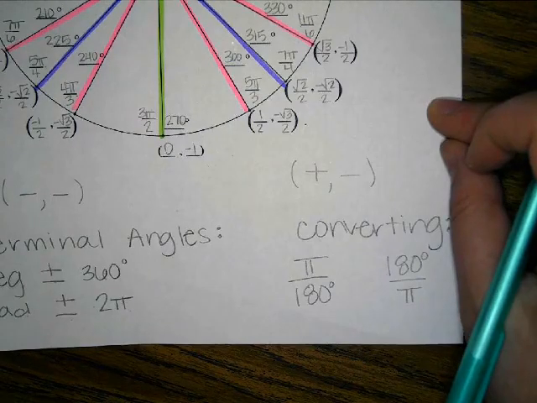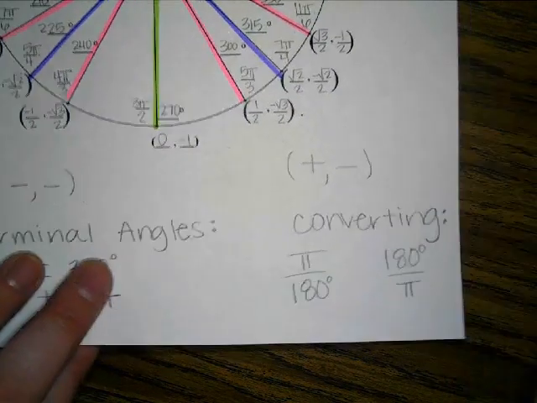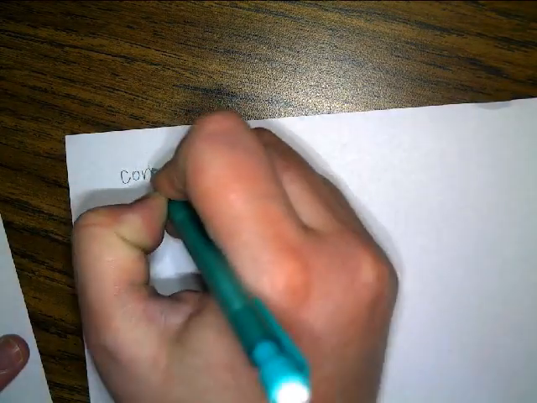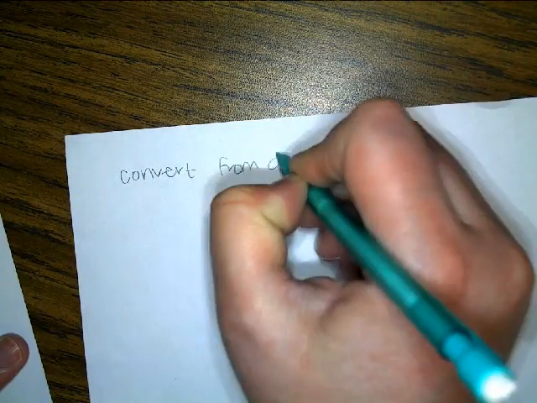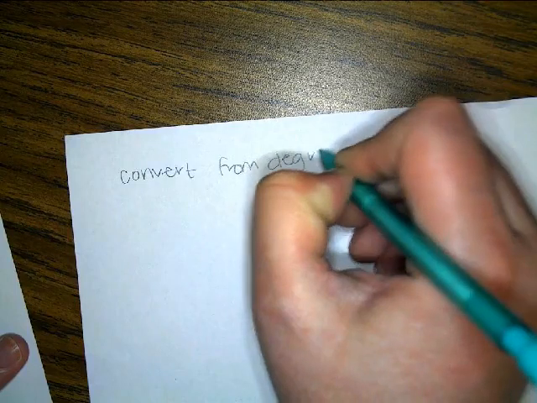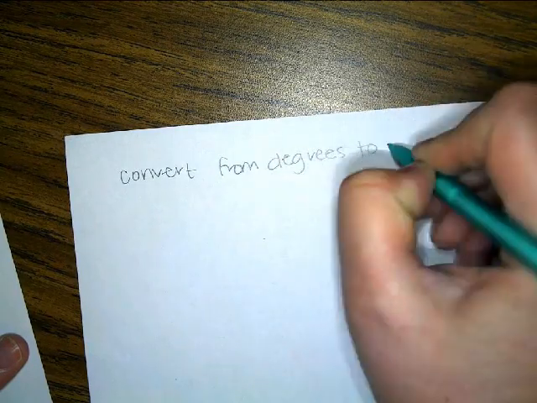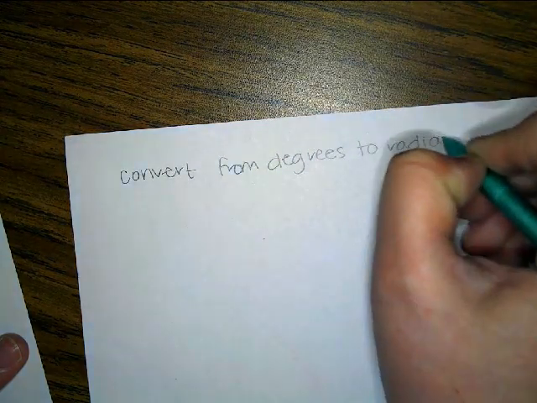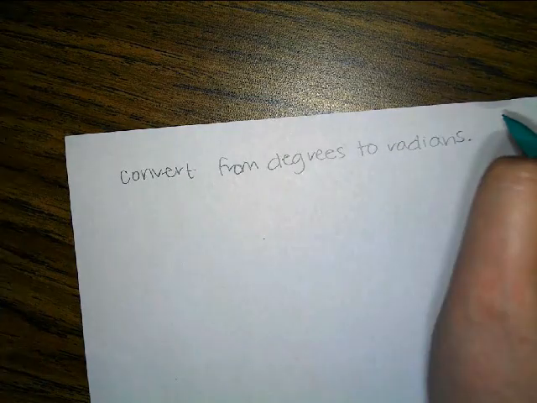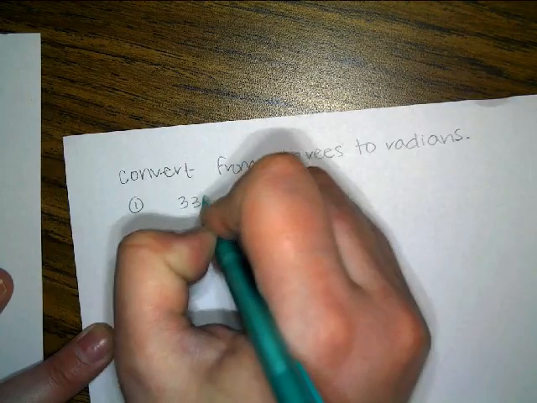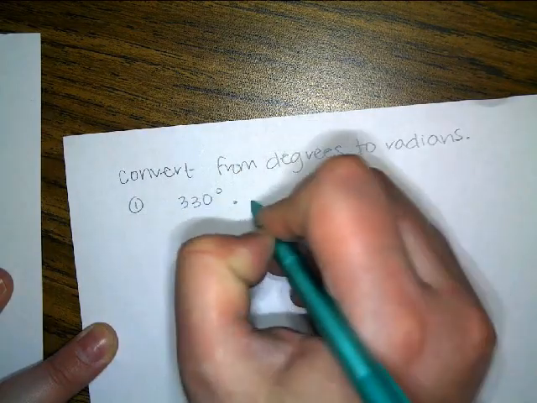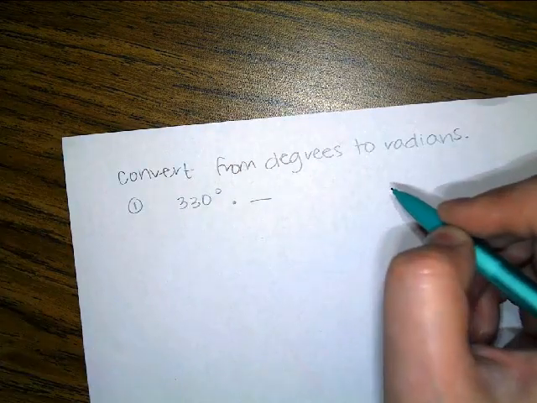So here we're going to convert from degrees to radians. And we're going to start with 330 degrees. And we're going to multiply it by a fraction. So a lot of times when we have a number in math and we want to convert it into something else or switch the notation, we multiply it by a fraction.